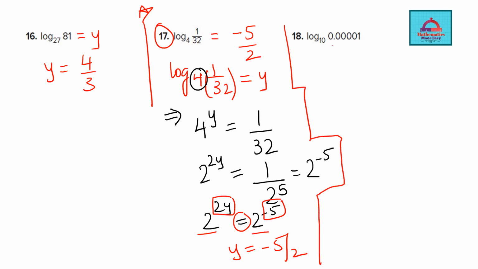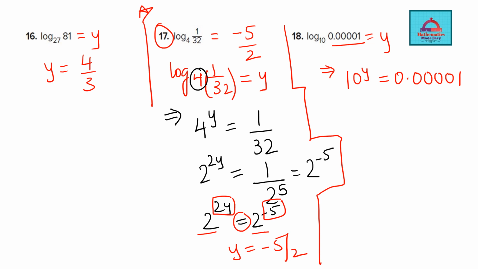Now observe here, question 18 has a decimal. So you will be able to convert this number, 0.0001, into an exponent with base 10. So let's do this one also. It's important. So first I convert to exponent form. So this becomes 10 to the power y is equal to this decimal. Now I'm going to rewrite this decimal in exponent form.